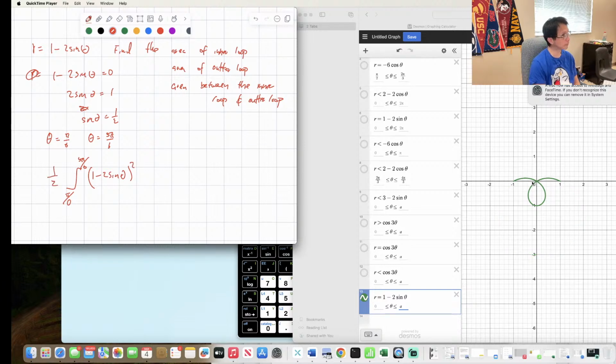Wait, why is r equal to 0 for this one? Because r equals 0 is right here, because there's no radius. That's when it traces back to the origin. So the first time it traces back to the origin is here, roughly at pi over 6. And this is 5 pi over 6, so it intersects twice here. Wait, how do we know that's 5 pi over 6? Because you said 1 minus 2 sine theta equals 0. Okay, so this is called the inner loop.